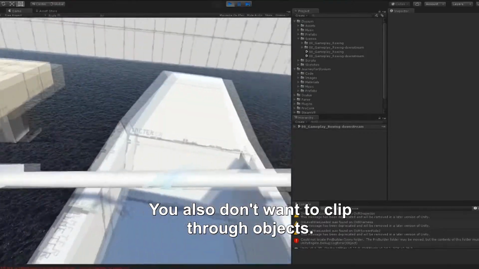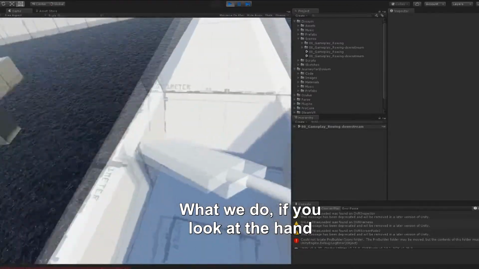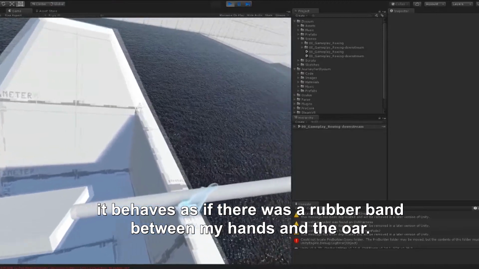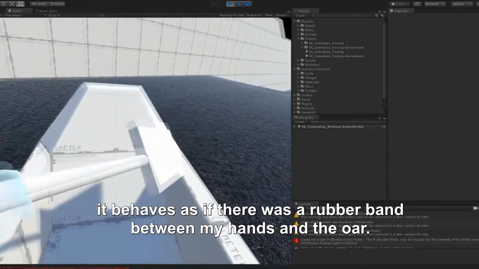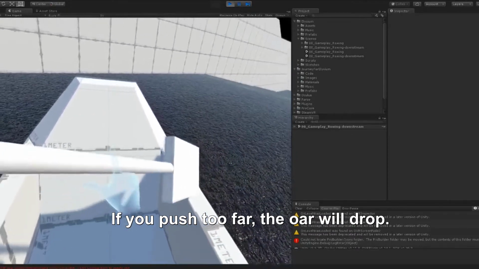You also don't want to go through the physics. So what we do, if you actually look at the hand while I'm pushing it, is that the hand is attached to the oar with a kind of rubber band effect before we drop it. But if we go too far, the oar will still drop.